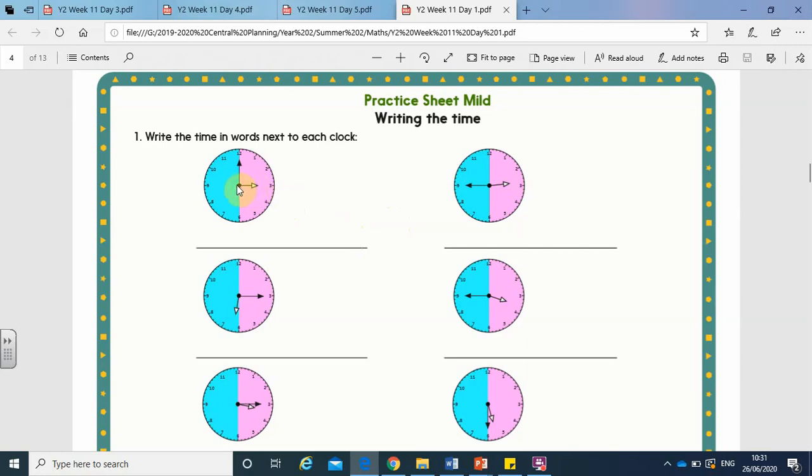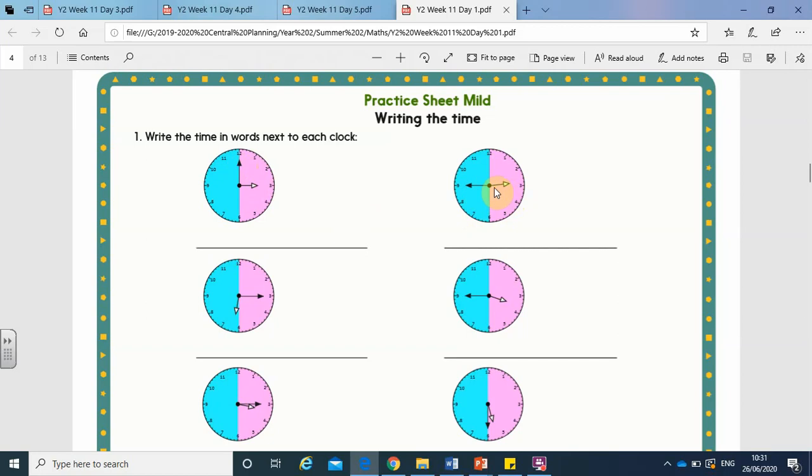So this one, we know that the minute hand is at the 12 and the hour hand is at the 3. So that's 3 o'clock, or it could be written 3 dot dot 0 0.